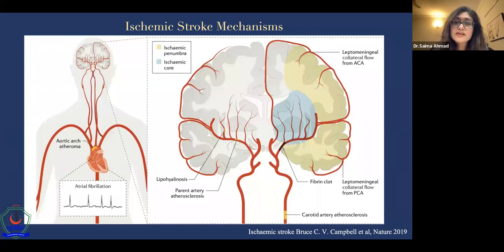This is again a diagram in which you can see that there is an occlusion of the left MCA, and the blue is the area which is actually the core. Then there is a green or yellowish area, which is actually the penumbra. The area of the penumbra depends upon the collateralization. The more collaterals the penumbra has, the slower will be the progression, and the more time we have to rescue the tissue.